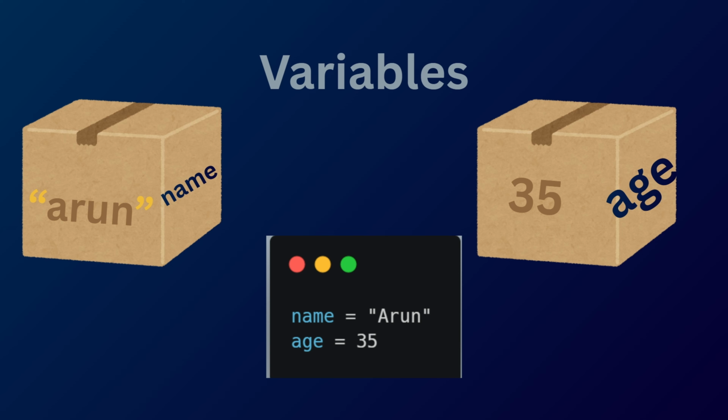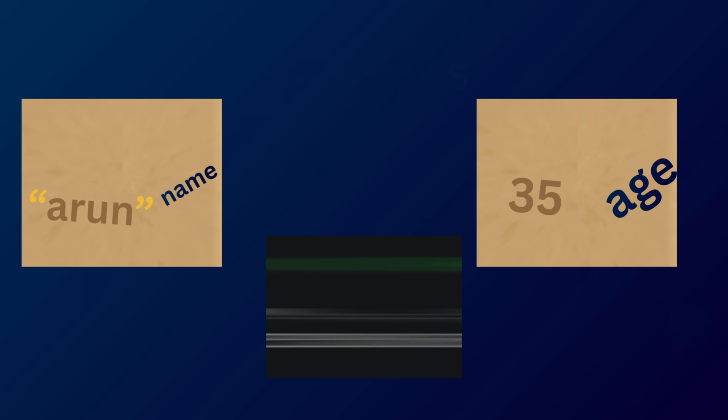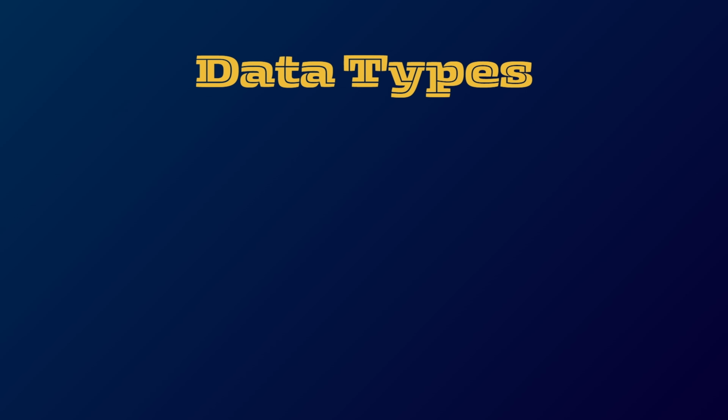Notice something different. Arun is written in between quotes and 35 without them. That's because they both are different. Arun is a string and 35 is an integer. There are majorly 4 different types of data types in Python.